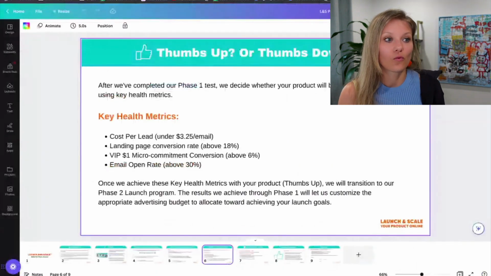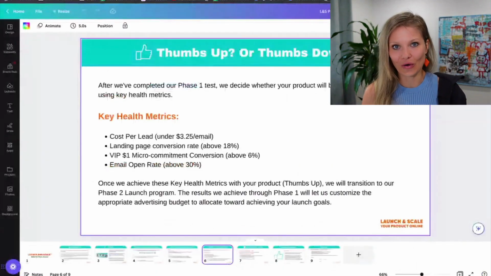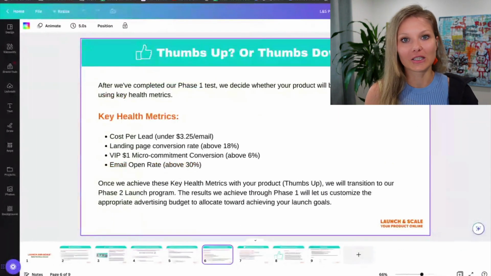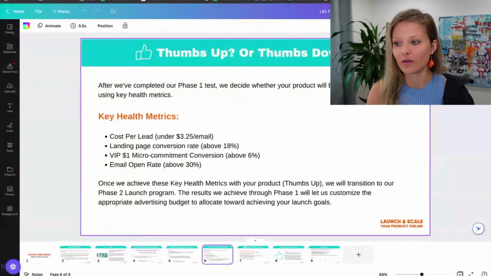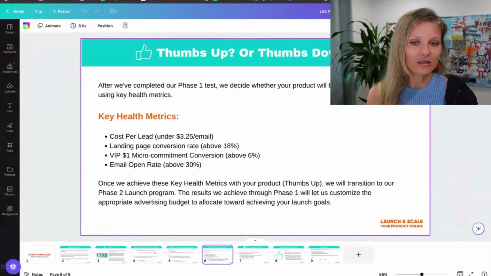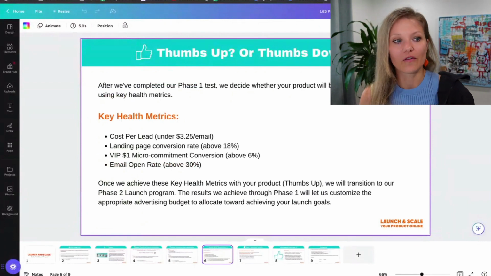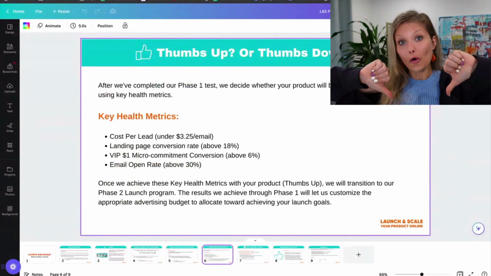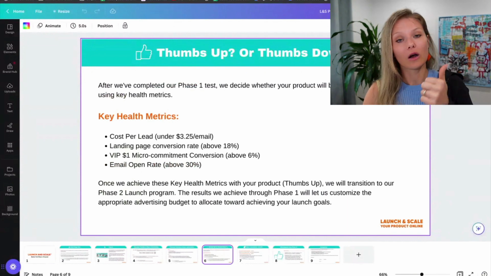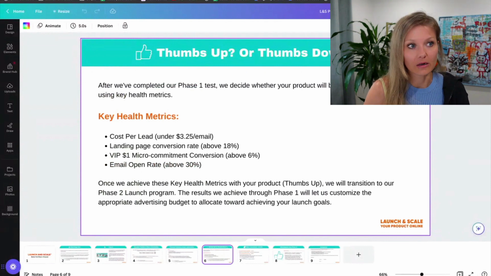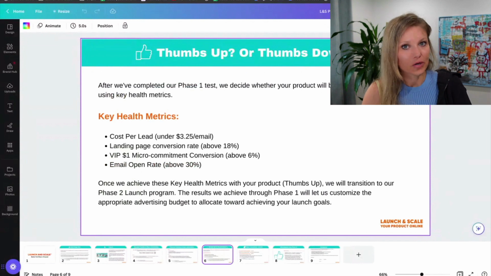So first off, what are the key health metrics that we look for? Anyone who's done paid advertising, you can get lost in Facebook or Meta's Business Manager because there are dozens of numbers, some meaningful, some meaningless. But the four main ones that we look for benchmarks to understand whether this is a viable product or not comes down to, number one, cost per lead. So cost per lead, we look at under $3.25 an email. So if you're like, wow, that seems really expensive, know that this is just preliminary testing.